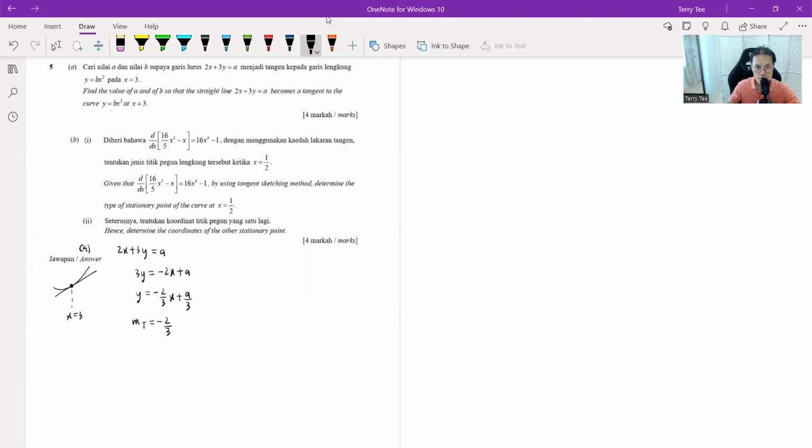Negative 2 over 3. Now, how about this equation here? We're supposed to differentiate. Let me write dy/dx. When I differentiate this, bring the power 2 in front, copy b, copy x. And we know at this point, your gradient dy/dx is negative 2 over 3, and it happens when x is 3.